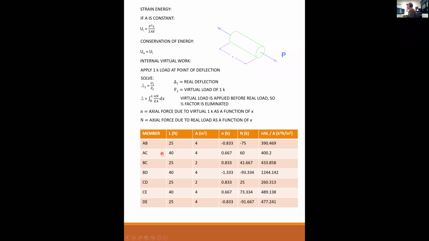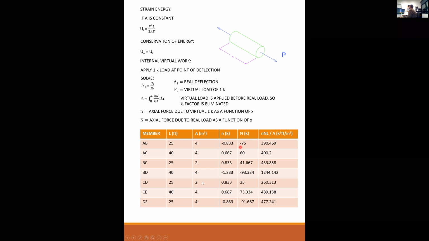Little n is the axial force due to the virtual 1 kip load as a function of x. Big N is the axial force due to the real load as a function of x. But in these truss type situations, little n and big N are going to be constant, which makes this a whole lot easier. Then we don't have to integrate if the loads are constant over x. And so that's what we're going to do. Little n, big N, E, and A are all going to be constant for each member, so we're going to pull them out of the integral.